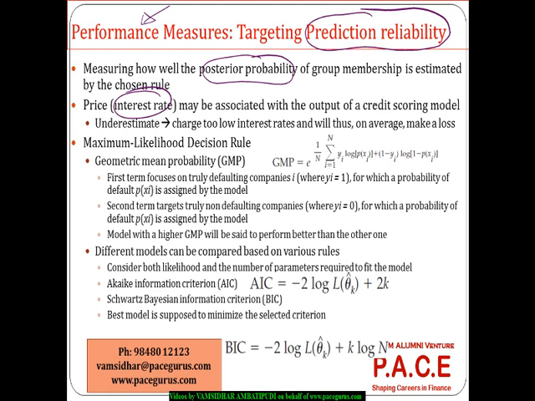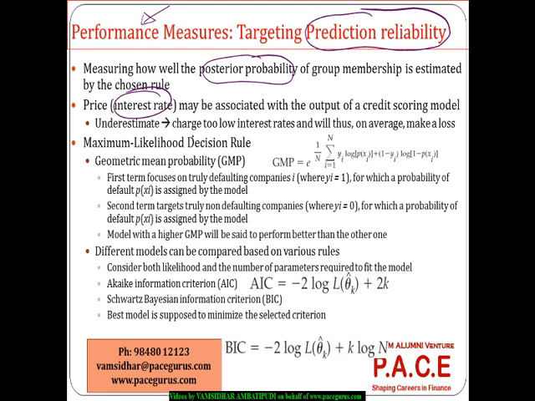If it has a high probability of default, I can probably charge a higher interest rate, and vice versa. So I really need a good, accurate model which can estimate the probability that a particular borrower is going to fall into a default group versus a non-default group.